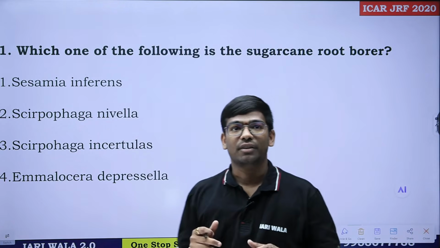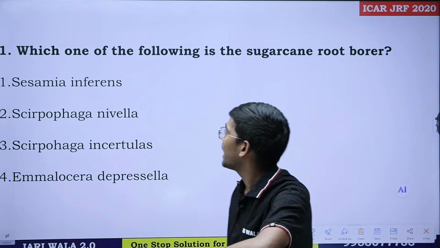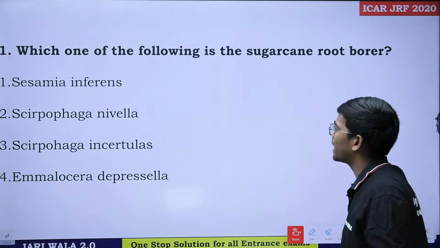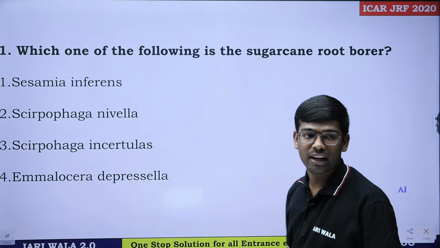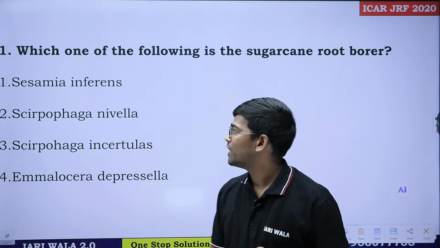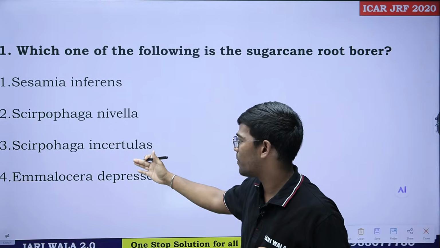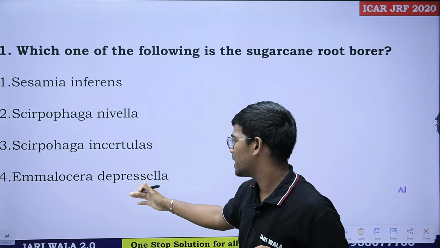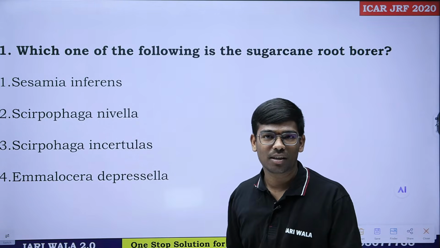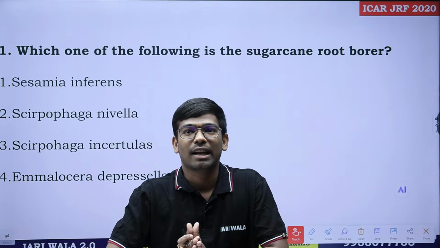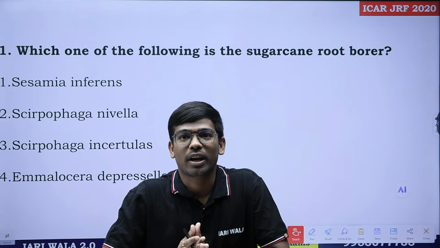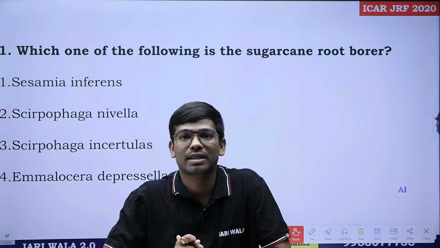Okay. And the first question is, which one of the following is the sugarcane root borer? So here we are having four options. The first option is Sesamia inferens, and Scirpophaga niveella, and Scirpophaga incertulus, and Emalocera depressella. So I think most of students know this answer. So if you know the answer, you can text the message in the chat box.